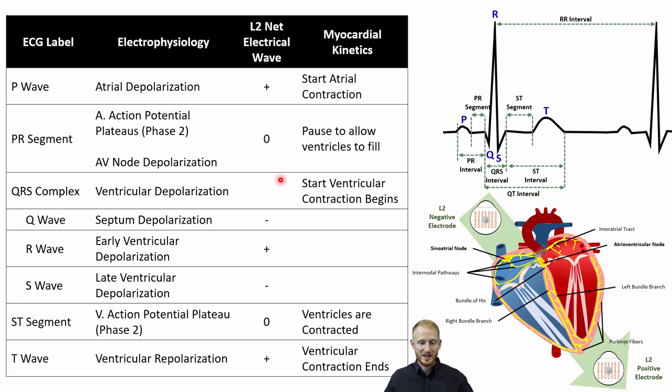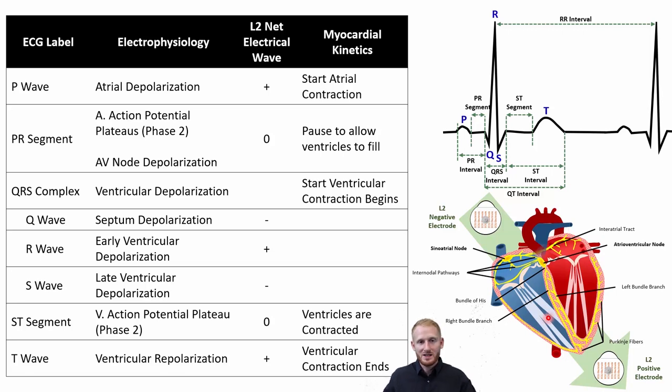The other thing that's happening during this PR segment is the AV node is depolarizing. Remember, the AV node is this node of pacemaker cells that collects all of the electrical signal from the top of the heart, holds on to it for a brief period of time, and then depolarizes the bottom part of the heart. It's the only electrical connection between the top and the bottom of the heart.